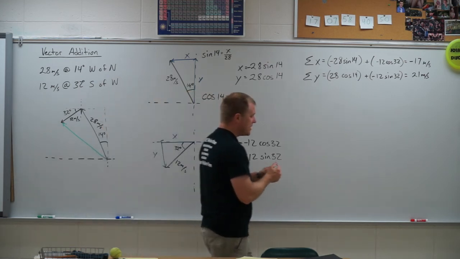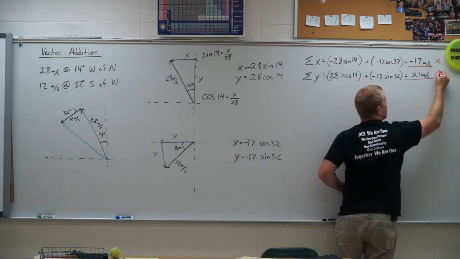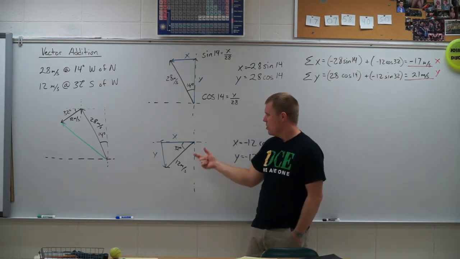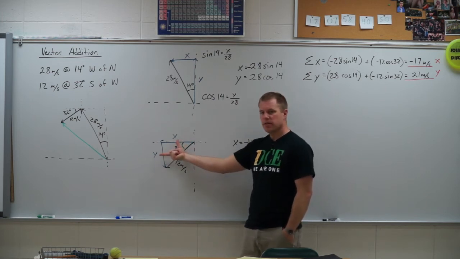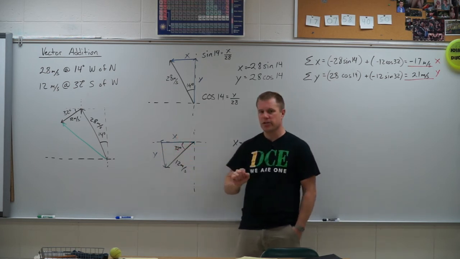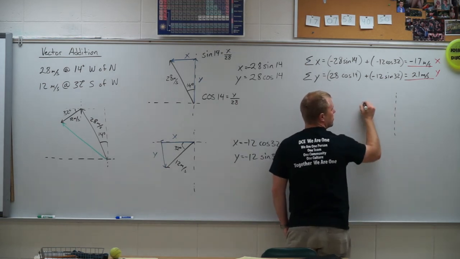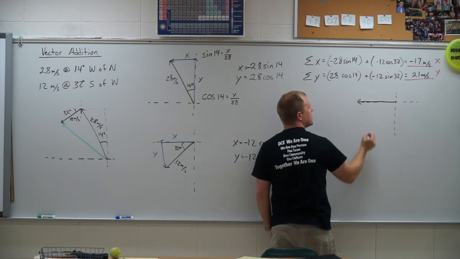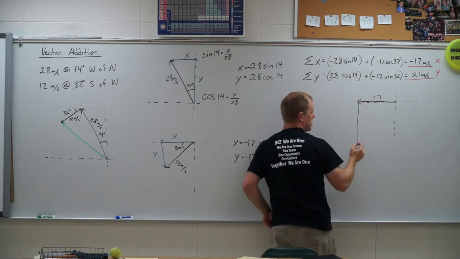Okay? The next step is you're going to take these two components, the x and the y, and you're going to combine them. So essentially the opposite of what we did here. We took a magnitude and a direction, and we resolved it into our components. Now we're going to take components and create a magnitude and a direction. So we start by drawing those components. I'm going to draw the 17 first, and it's to the left because it's negative, and that's in my x direction. And then the 21, oops, that's in the positive direction.